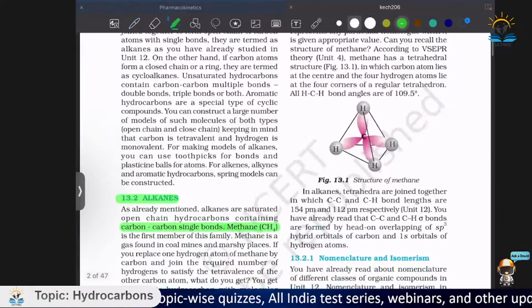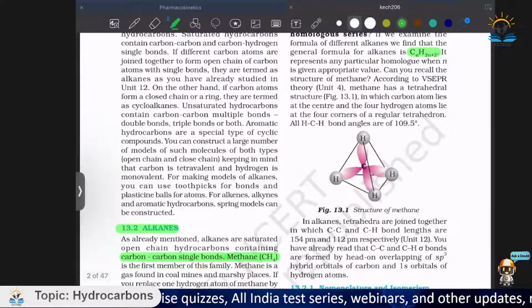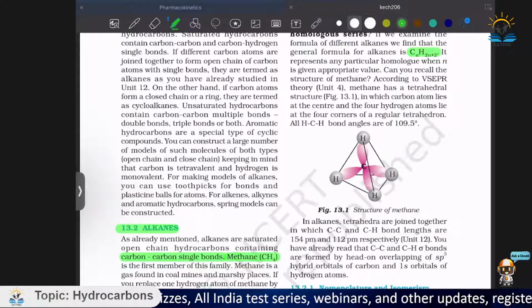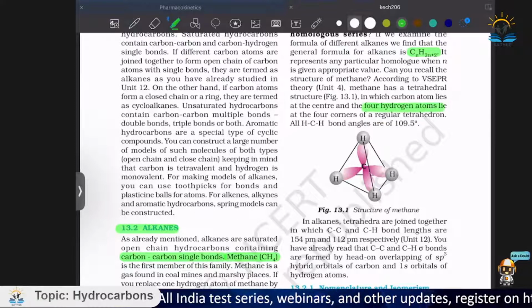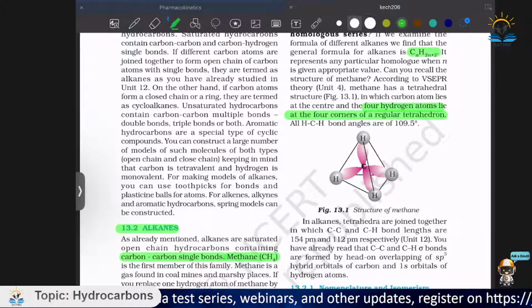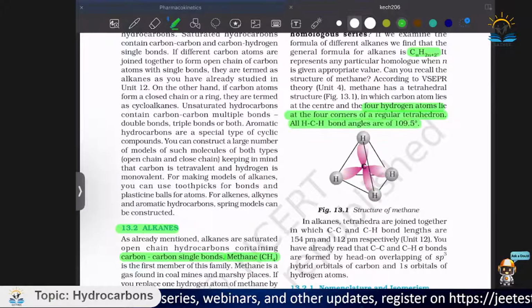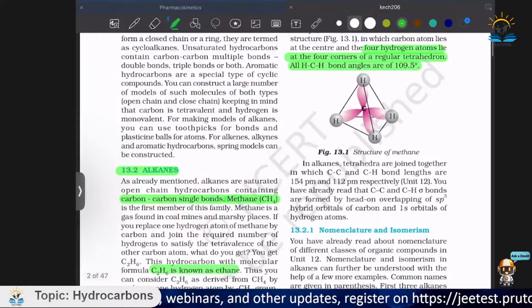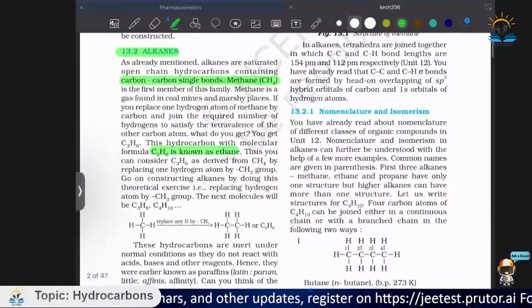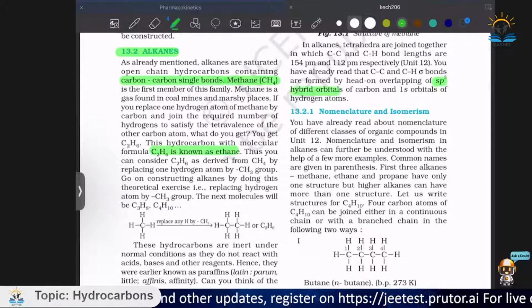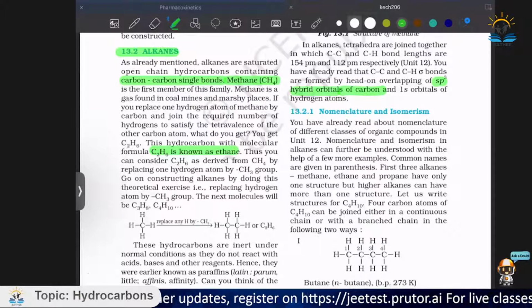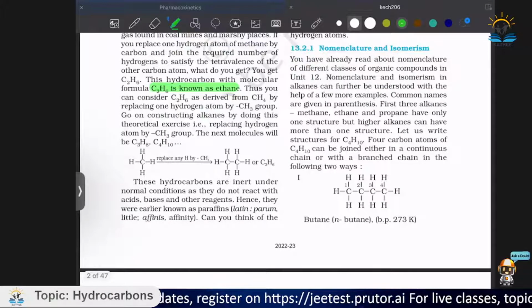Then talking about methane, according to VSEPR, it has sp3 hybridization. The 4 hydrogen atoms lie on the 4 corners of a regular tetrahedron. Bond angles are 109.5 degrees. Classic example of sp3 hybrid orbitals in the carbon. Then nomenclature and isomerism.